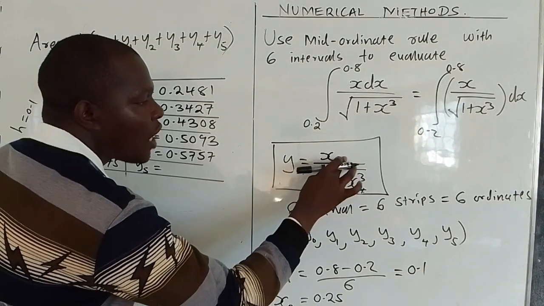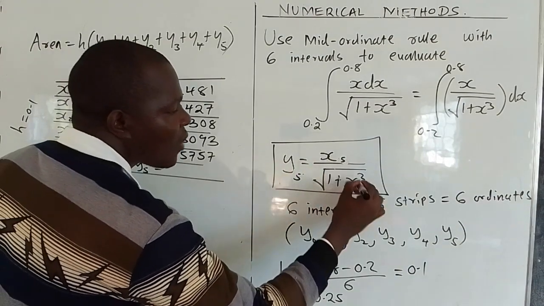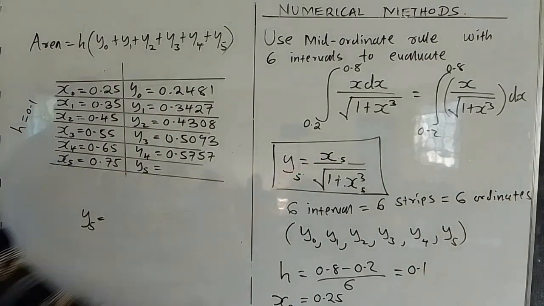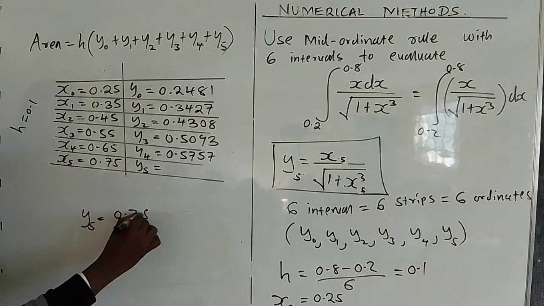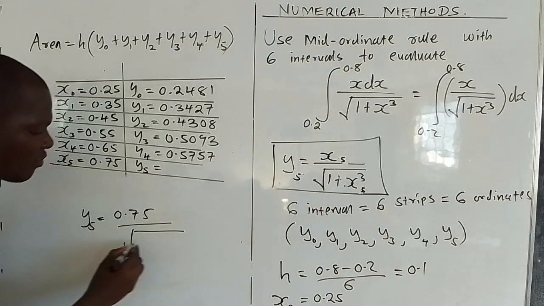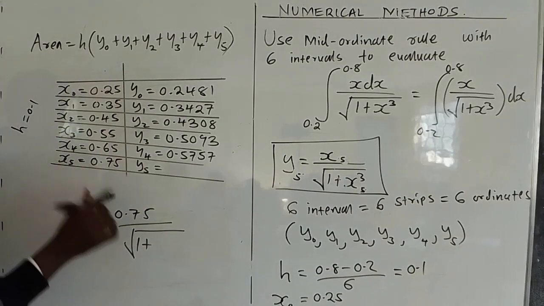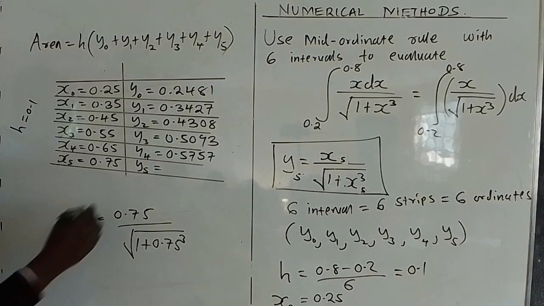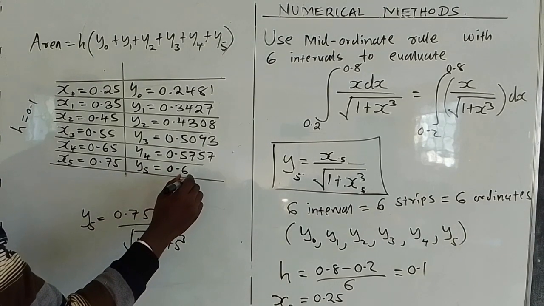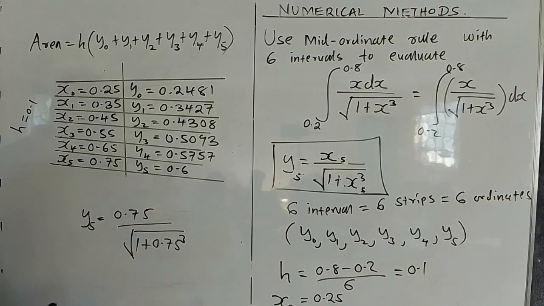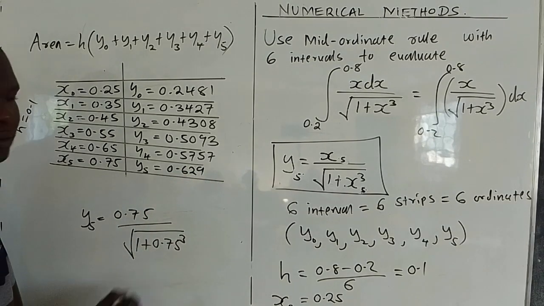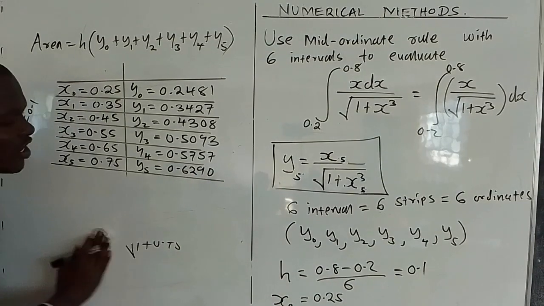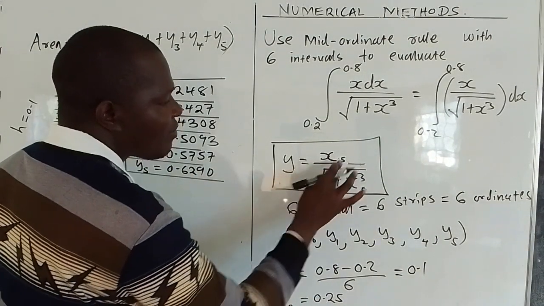y5, it means you now put 5. Where there is y is 5, x is 5. So it will be x5, which is 0.75 over square root of 1 plus x5 cubed. 1 plus 0.75 cubed. What do you get to be y5? 0.6290. So you work with 4 decimal places, and we are done with y5.